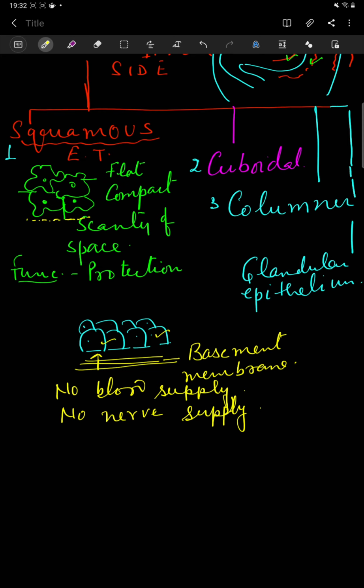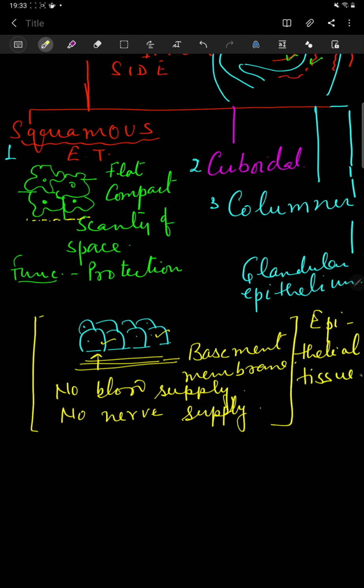So now for the epithelial tissue, this is the detailing. This is the detailing of basically the structure of epithelial tissue. I'm going to write this one: epithelial tissue. That means these characters are of all kinds of epithelial tissue. Then we started the squamous one. Flat, compact, less cytoplasm, no space in between, and the main agenda is protection. First of all, protection.